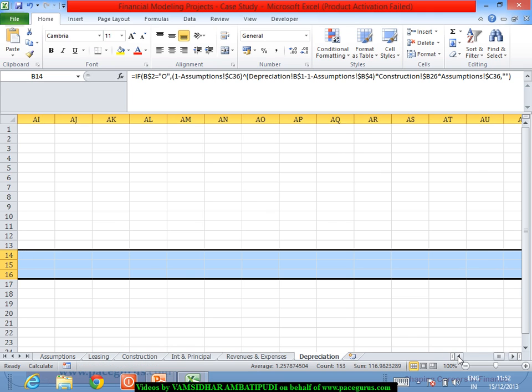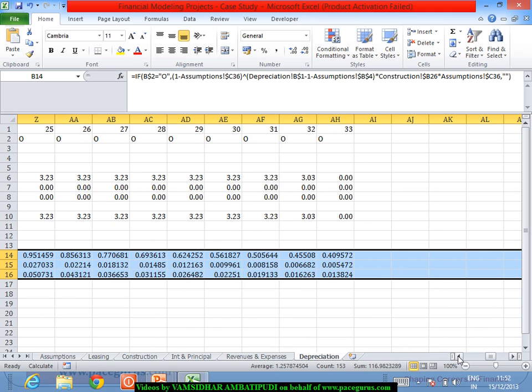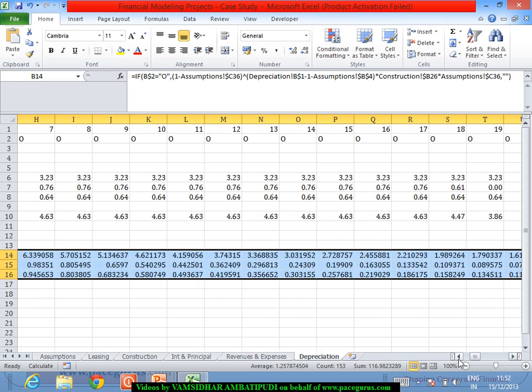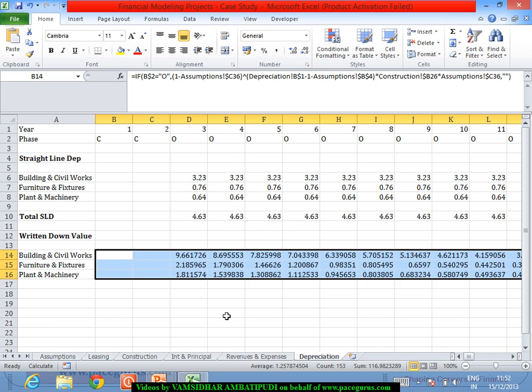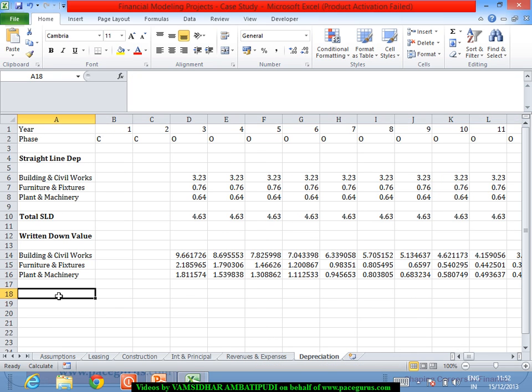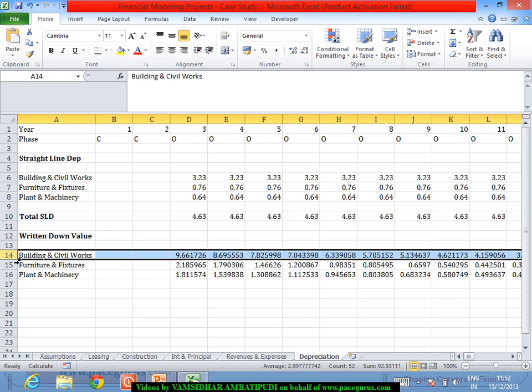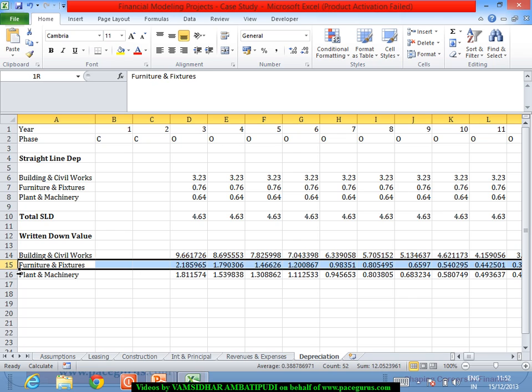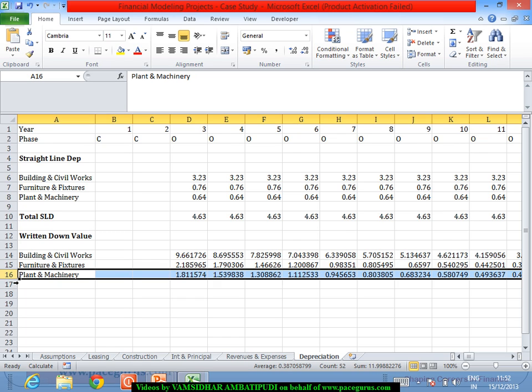I should notice that the values are declining period over period, right? To a large extent, there is a huge amount of asset that has to be depreciated. Almost 117 crores of the asset is depreciated by this time frame. So these are the values of depreciations for each of the years. For the building and civil works, almost 92.93 crores is depreciated. For furniture and fixtures, 12.05 crores is depreciated, whereas for this 11.99 crores is depreciated.